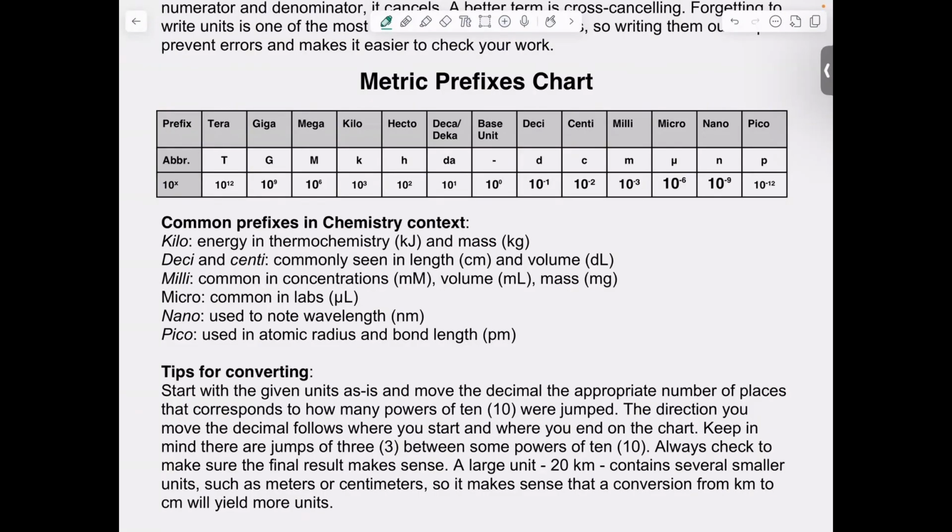I collected all of them from our base unit. Our base unit's right in the middle. I'm going to circle that real quick. And to our left, we have the larger units.